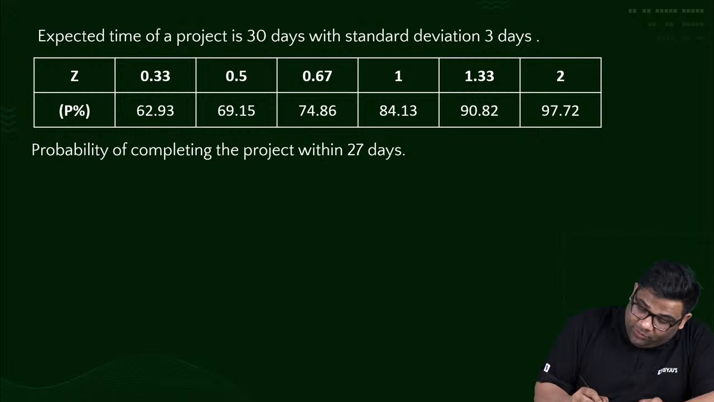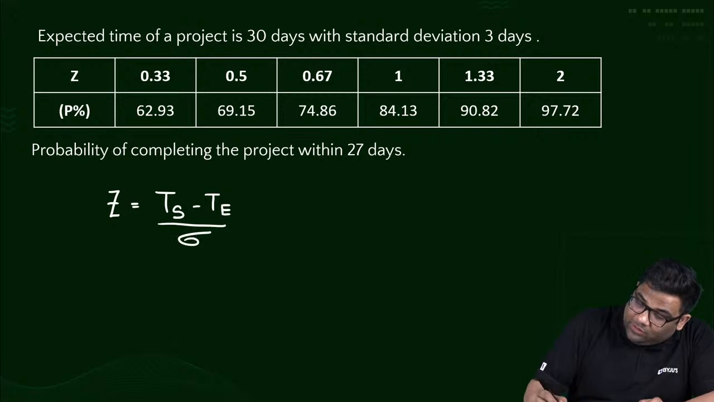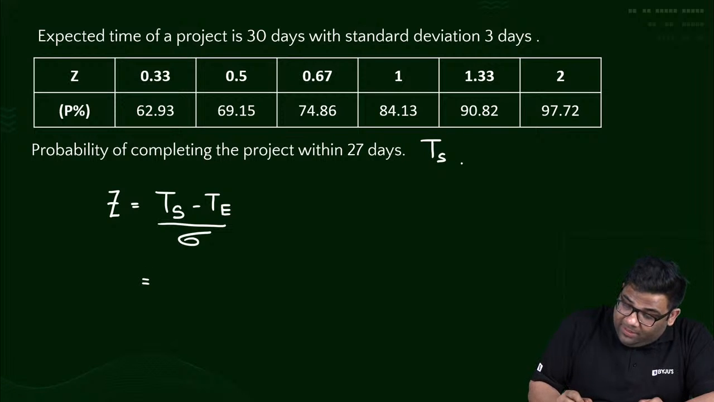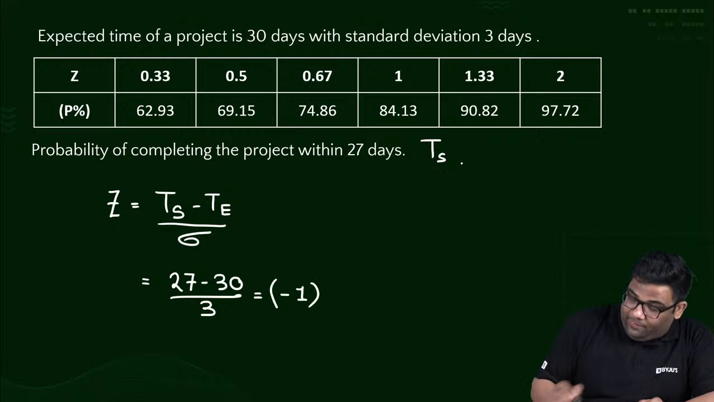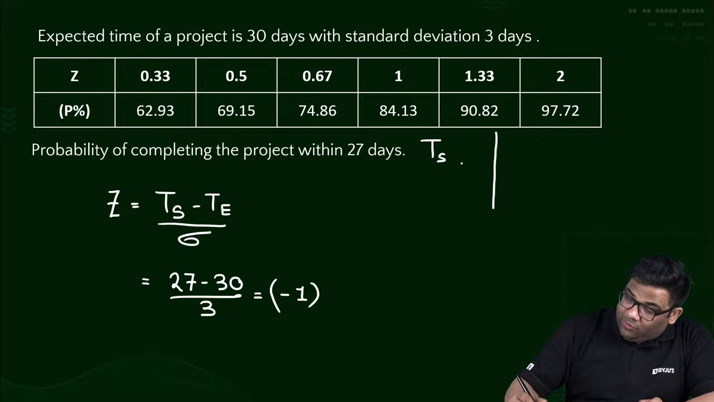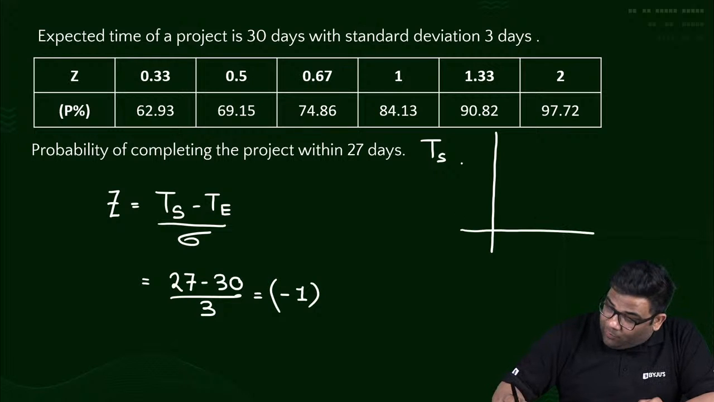So if you are solving this question, you'll be getting Z equal to how much? Always remember, TS minus TE by sigma. So here this is your TS, right? So it will be 27 minus 30 divided by 3. You're getting a value of minus 1. And then we don't have data for minus 1, so we have to see the property.